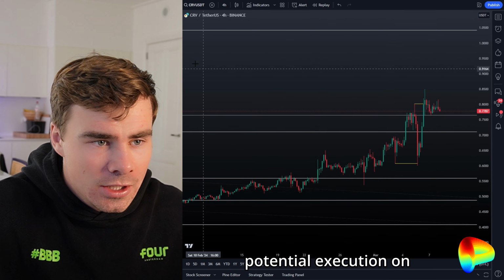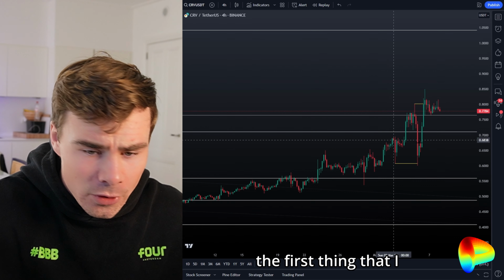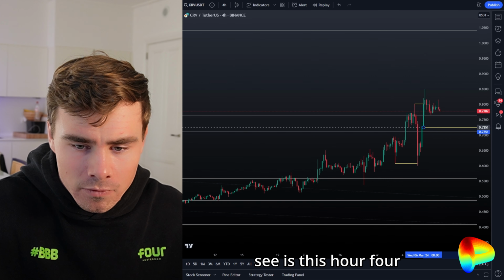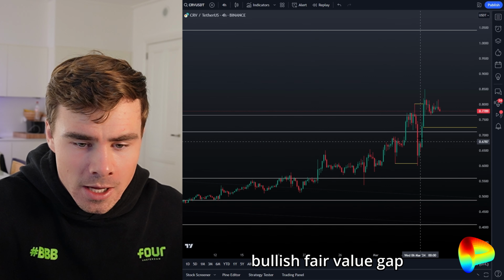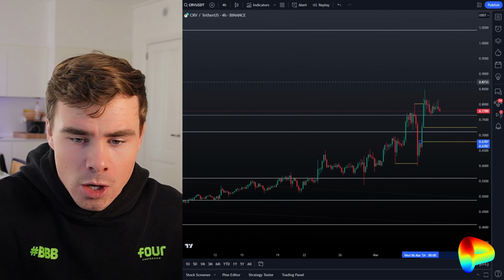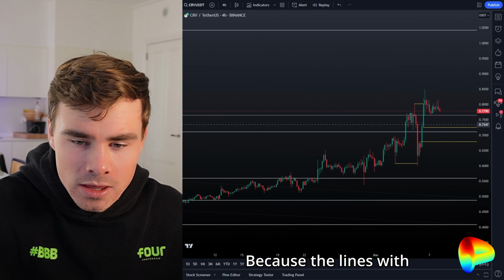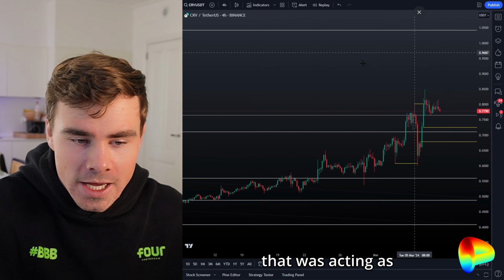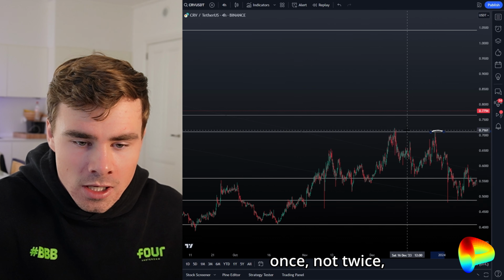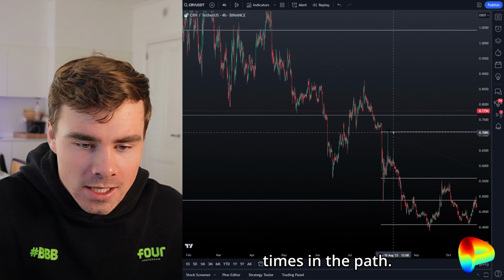Now, when we look at the potential execution on this trade, the first thing that I see is this hour 4 bullish fair value gap that aligns with that range high. Why do I like this hour 4 bullish fair value gap? Because it aligns with this pivotal range high that was acting as resistance, not once, not twice, but 3 times in the past.